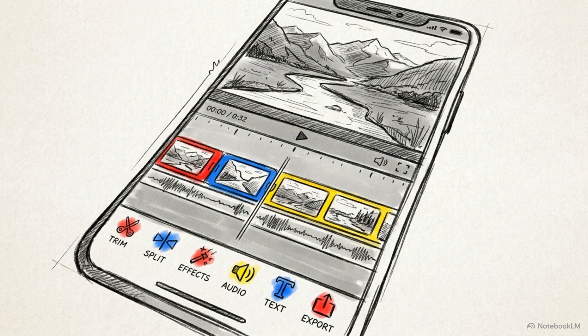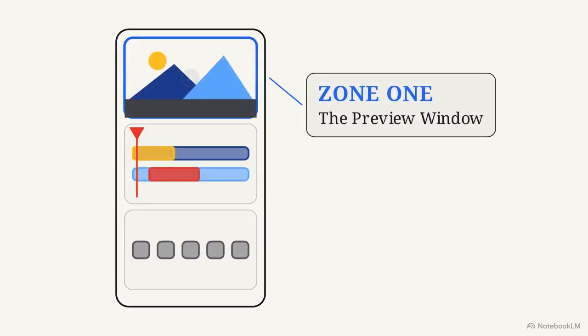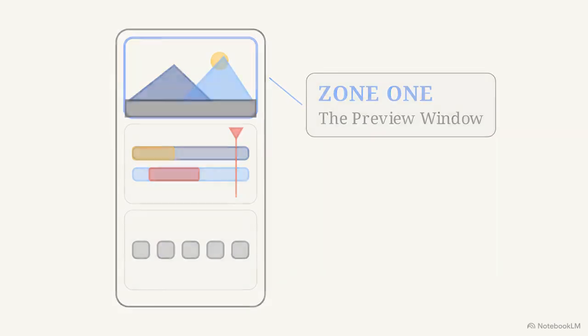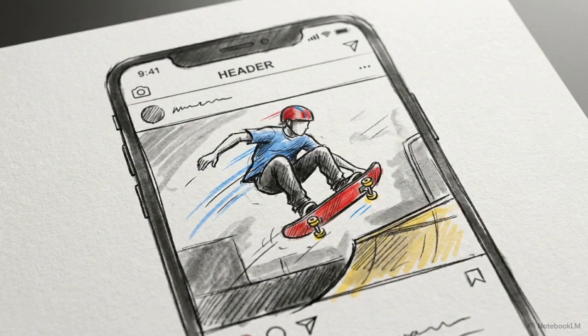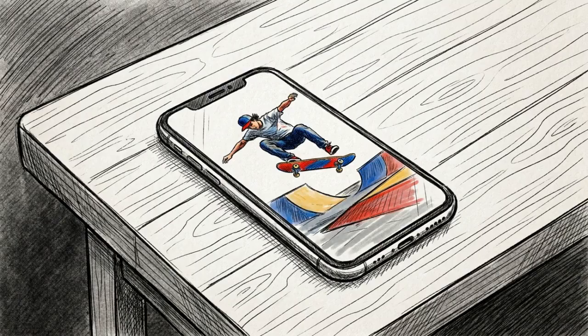This dark, 3-tiered screen is where all your creative work happens. This diagram shows the first section, located in the top third of the screen. This is Zone 1, the preview window. When you press play, this window displays your video in real time, allowing you to check your progress as you work. Think of this zone as your source of truth. It shows exactly how the final video will look once you save it to your phone.